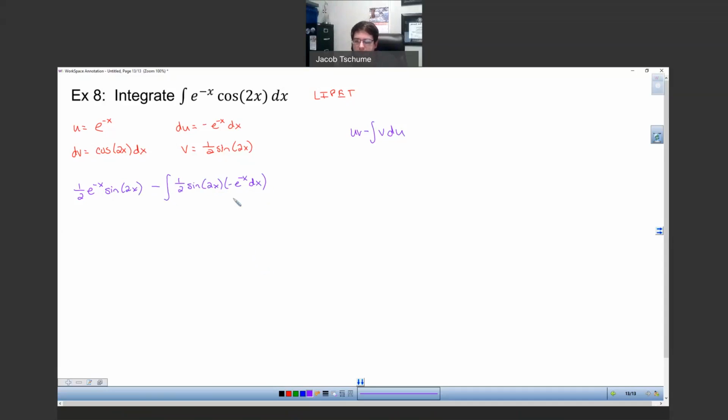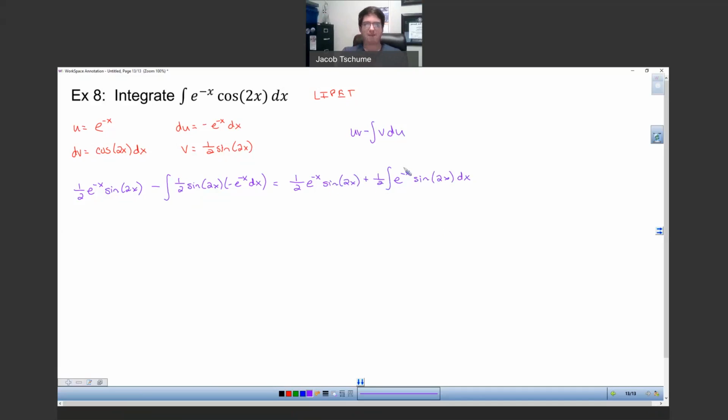So the only thing I can really do with this integral is bring out that negative and that 1/2 to the front, and that will make it 1/2 e to the negative x times the sine of 2x minus, it'll actually be plus 1/2 when you bring the negative out front. So plus 1/2 times the integral of e to the negative x sine of 2x.